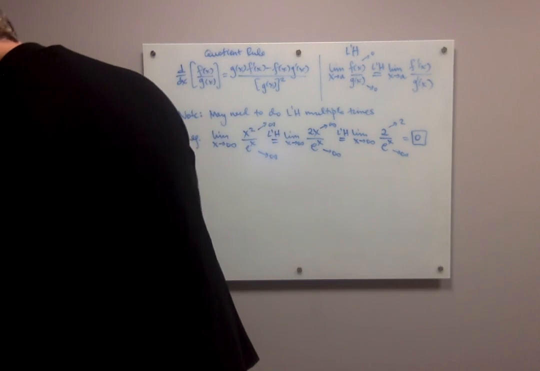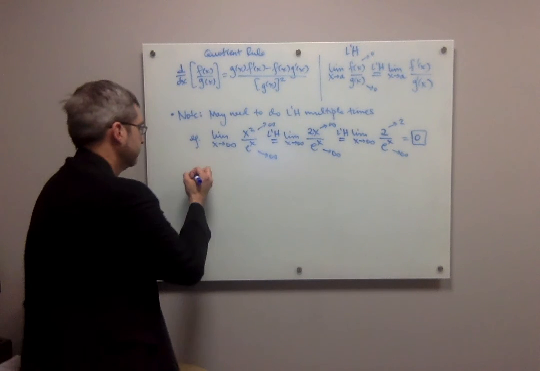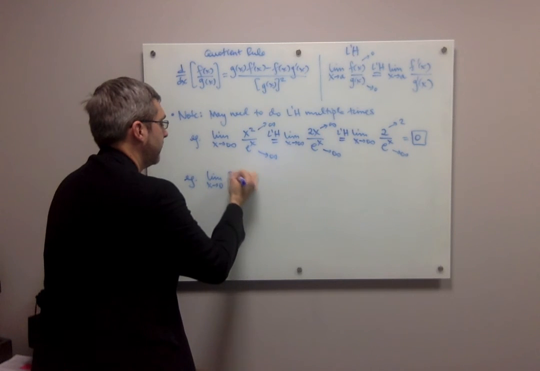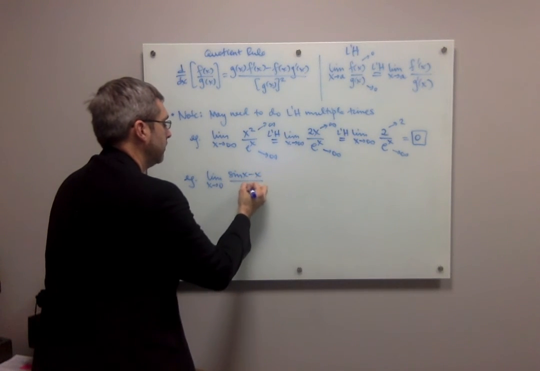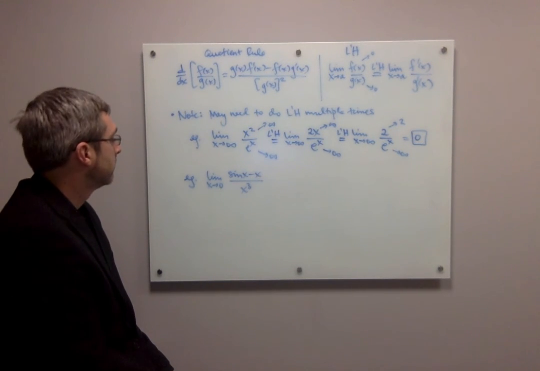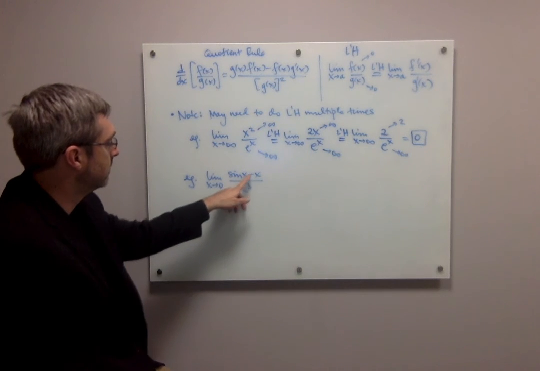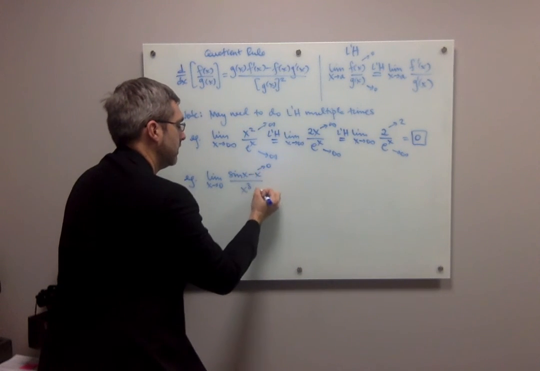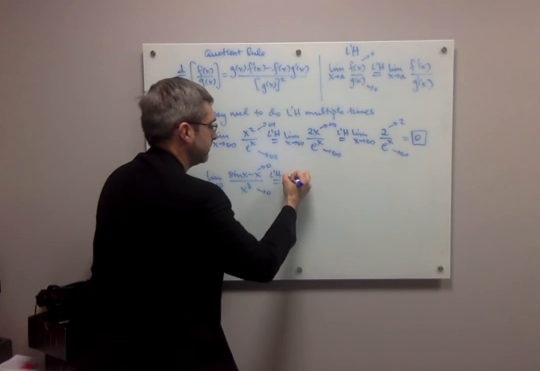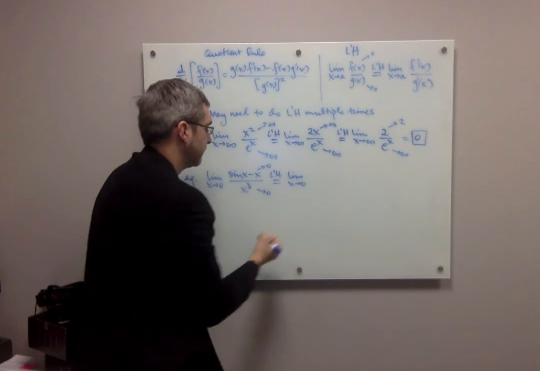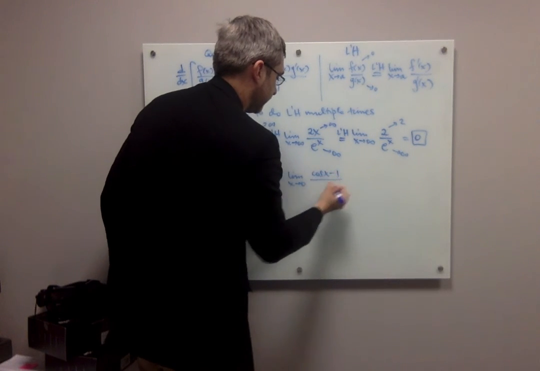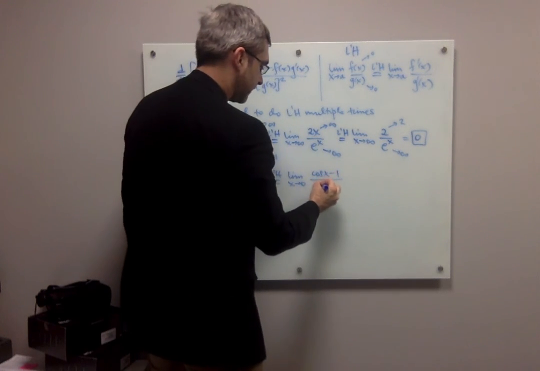Let's look at one more example here. Limit as x goes to 0 of sine x minus x over x cubed. So when x goes to 0, sine of 0 is 0 minus 0. The top is going to 0. Bottom's going to 0. So if I apply L'Hopital's rule, limit as x goes to 0, derivative of sine is cosine minus 1, and then the derivative of the bottom is 3x squared.